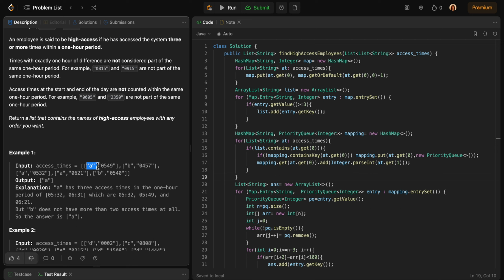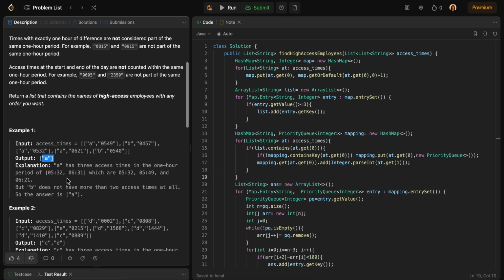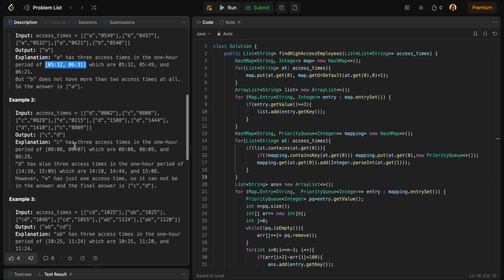That is, if you can see, this A person is there, right? He has accessed the system 3 times. And if we see the timing of all 3 that are presented, we can see that all 3 of these timelines belong to one particular hour section. That's why we are considering A as one of our solutions, because all the times that A has accessed this machine are actually within an hour. So we will say yes, this is a highly efficient employee.